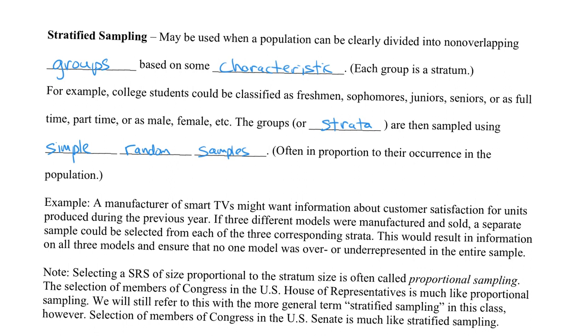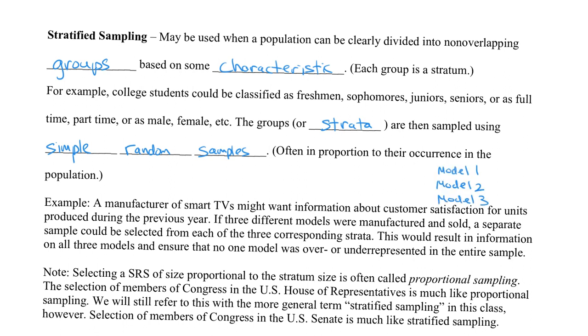But first, let's look at this example. If you had a manufacturer of smart TVs, and they might want information about customer satisfaction for units produced during the previous year. So let's suppose they have 3 different models manufactured, and they want to take a sample from each of the 3 corresponding groups or strata. This results in information on all 3 models, ensuring that no one model is over or underrepresented in the entire sample.